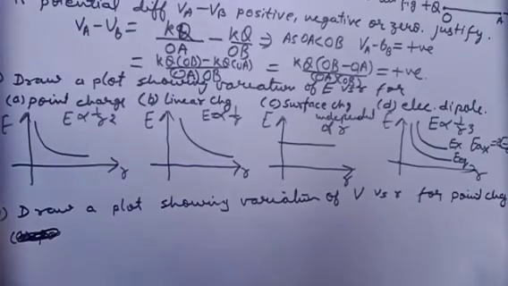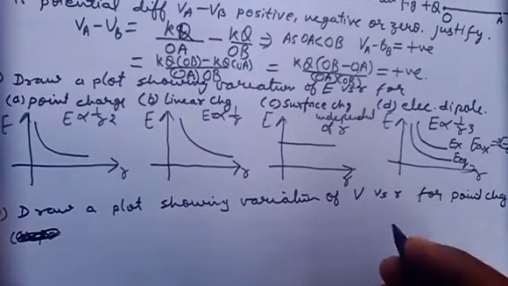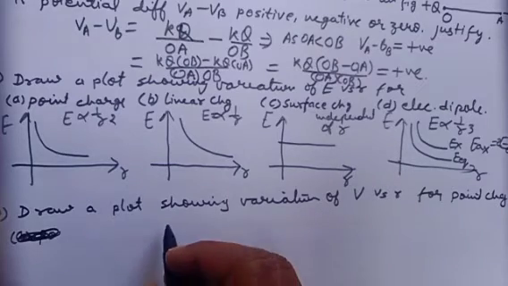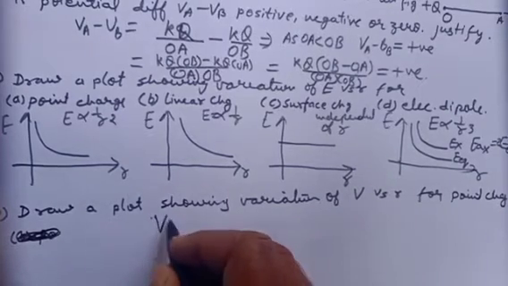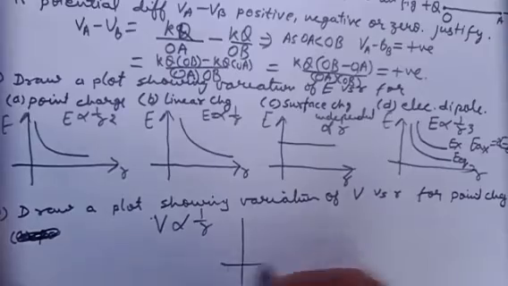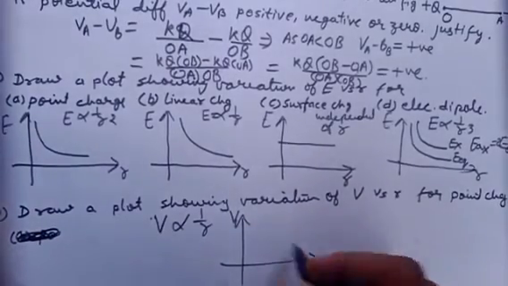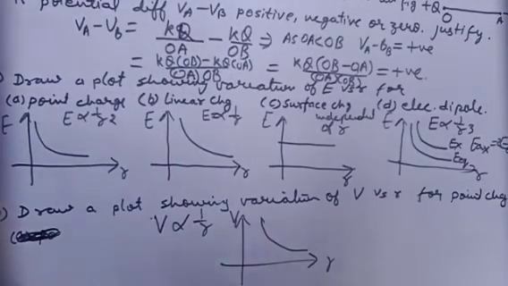Draw a plot showing variation of V for point charge. We know that V for point charge is inversely proportional to R. So this is V, this is R. And students, I advise you, whenever you see an expression, quickly go and draw its graph. Whatever the variables in it, draw a graph for it. That's all. Next I am going to cover a few longer questions in this electrostatics.